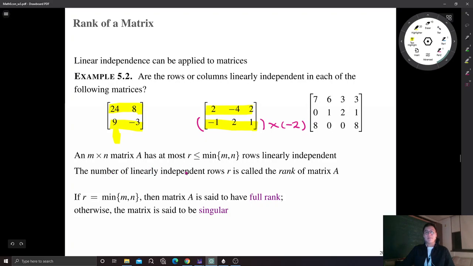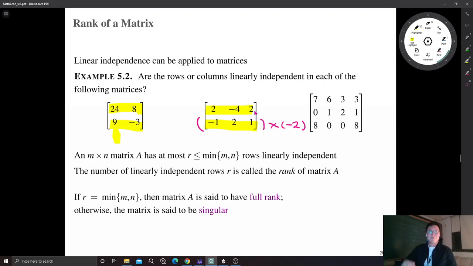And one thing you have to notice is that the rank, the number of linearly independent rows, cannot exceed the minimum of m and n, the number of rows and the number of columns. Think about this example. We have two rows, so the rank of this matrix cannot exceed 2. That is quite straightforward. But think about the columns. We have 3 columns, but these 3 columns are defined in two-dimensional space. Can you have 3 linearly independent vectors in two-dimensional space? No. In n-dimensional space, the number of linearly independent vectors is at most n.